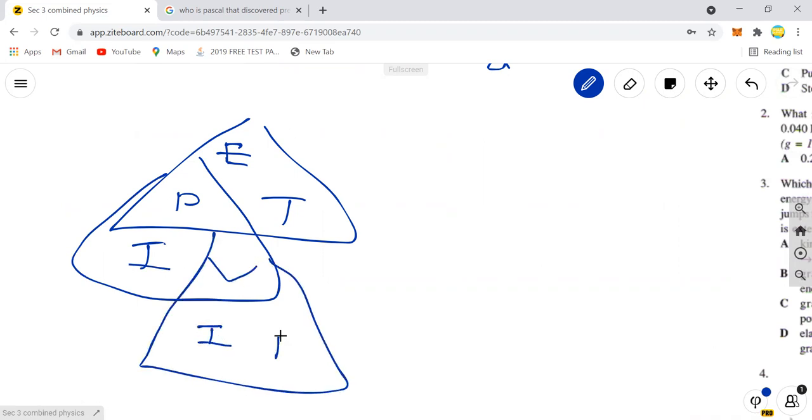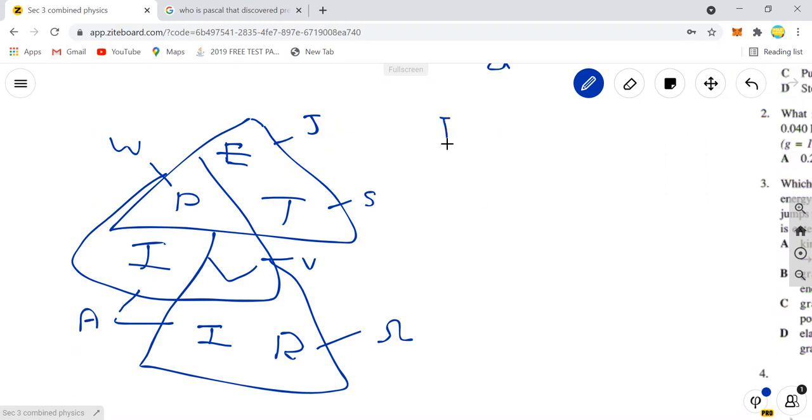Alrighty. What does E stand for? E is energy. Energy is in joules. T is time, so it's second. P is power. Power is in watts. V is volts. R is resistance, so ohm. I is current, so it's ampere. Okay? E, P, T, I, V, R.